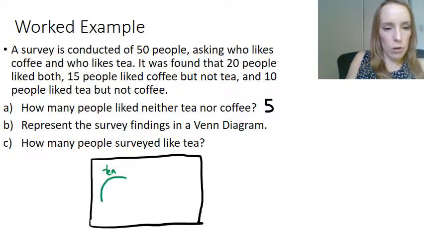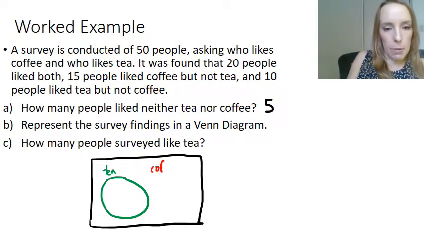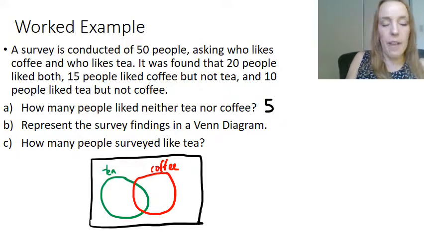And we'll draw a circle to represent the people who like tea. That is a terrible circle, but use your imagination. And we use red for coffee. I know it seems energetic or something. And people who like coffee. So remember, we're going to overlap these because there are some people who like both. I'm going to overlap them. Now we fill it in.